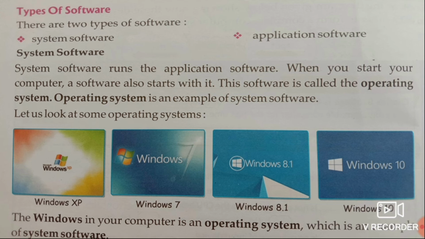As you can see the pictures of this also, the Windows XP logo. When you press the power button of the computer system, you see the first screen which comes in front of you. That is the operating system's logo. Windows 7, Windows 8.1, Windows 10, these are the different looks of your operating system.